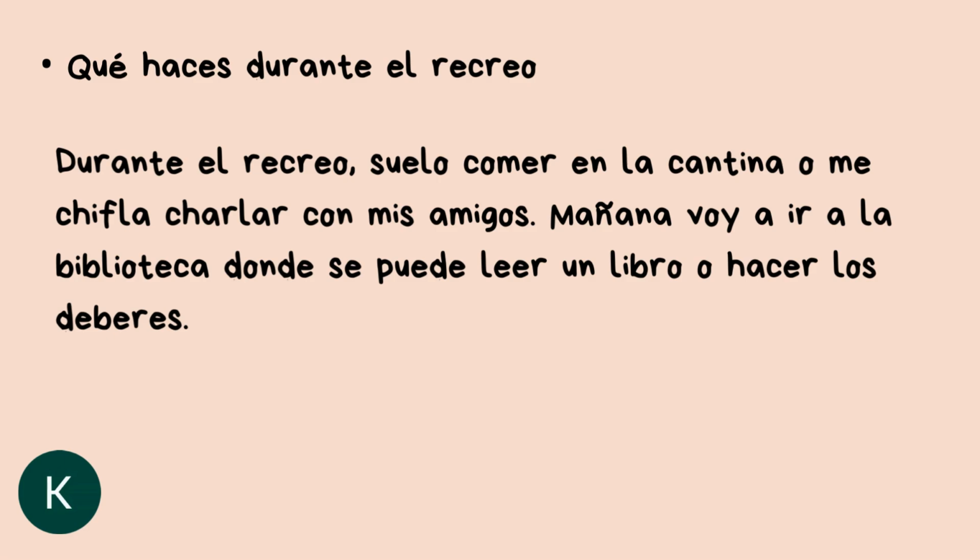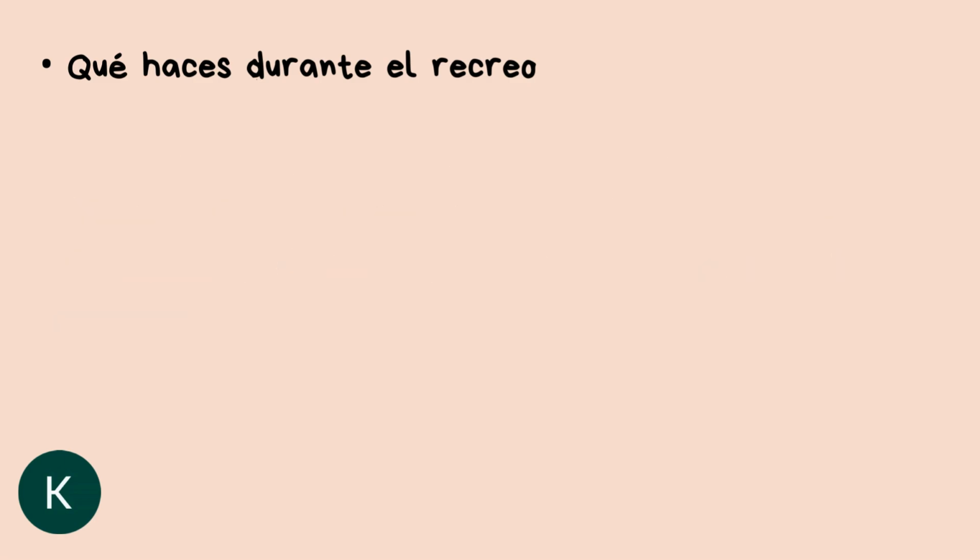So looking at my checklist previously, I'm going to add a bit more future tense in there. So mañana voy a ir a la biblioteca donde se puede leer un libro o hacer los deberes. Tomorrow I'm going to go to the library where you can read a book or do homework. I really like this structure, donde se puede, where you can. It means where you can, as you can put that in quite a lot of different contexts. And that is an example of a complex structure there as well.